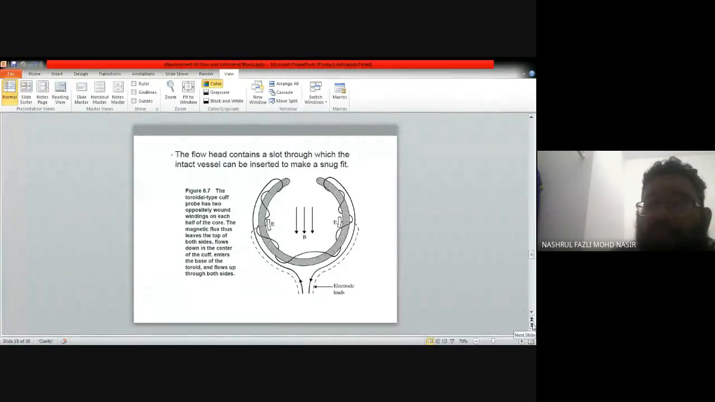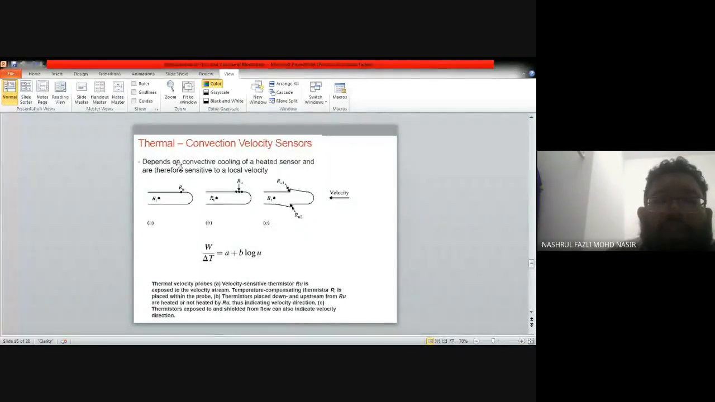Another one is through thermal convection. Thermal convection velocity sensors.